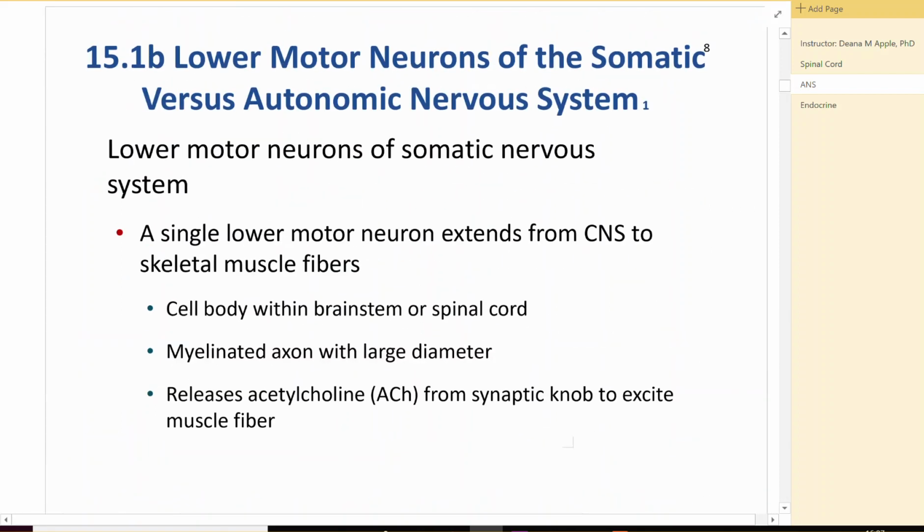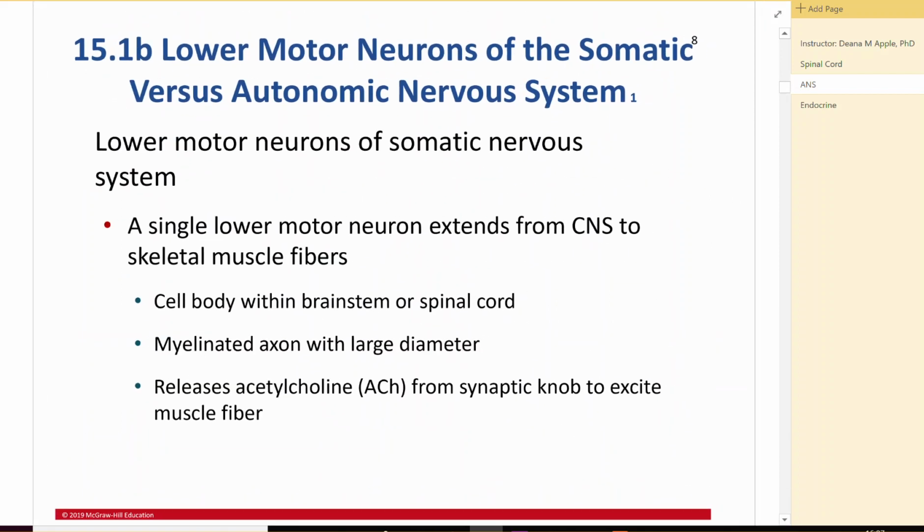Okay, so for the somatic nervous system, we have a single neuron, a single lower motor neuron. It's extending from the spinal cord, the CNS, to the skeletal muscle. That's what we saw last semester. The cell body originates inside the spinal cord or in the brainstem, depending on where that signal is going to. It's a myelinated axon. It's a large diameter axon. What does that mean about the speed of conduction? It's fast. Yeah. Larger diameter, more myelination, faster conduction of a signal.